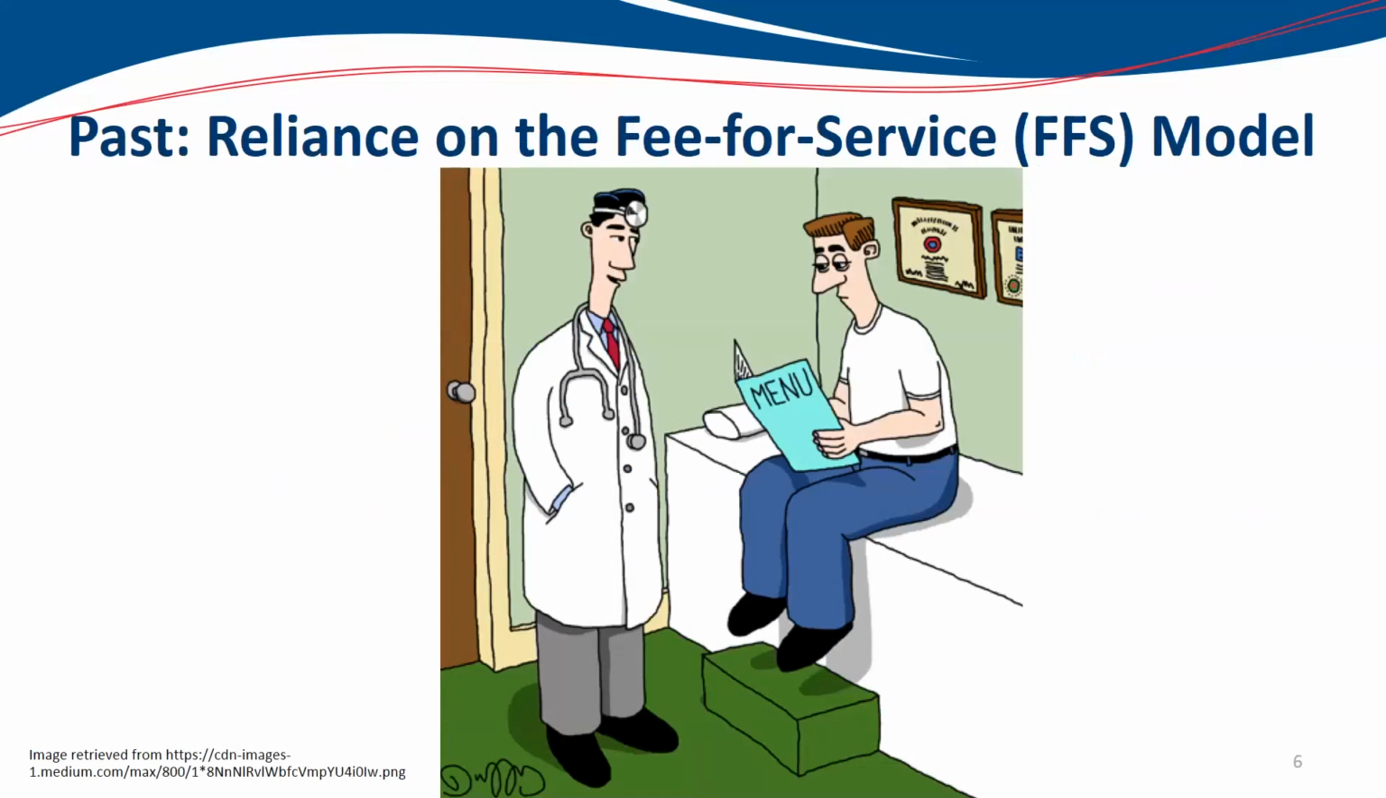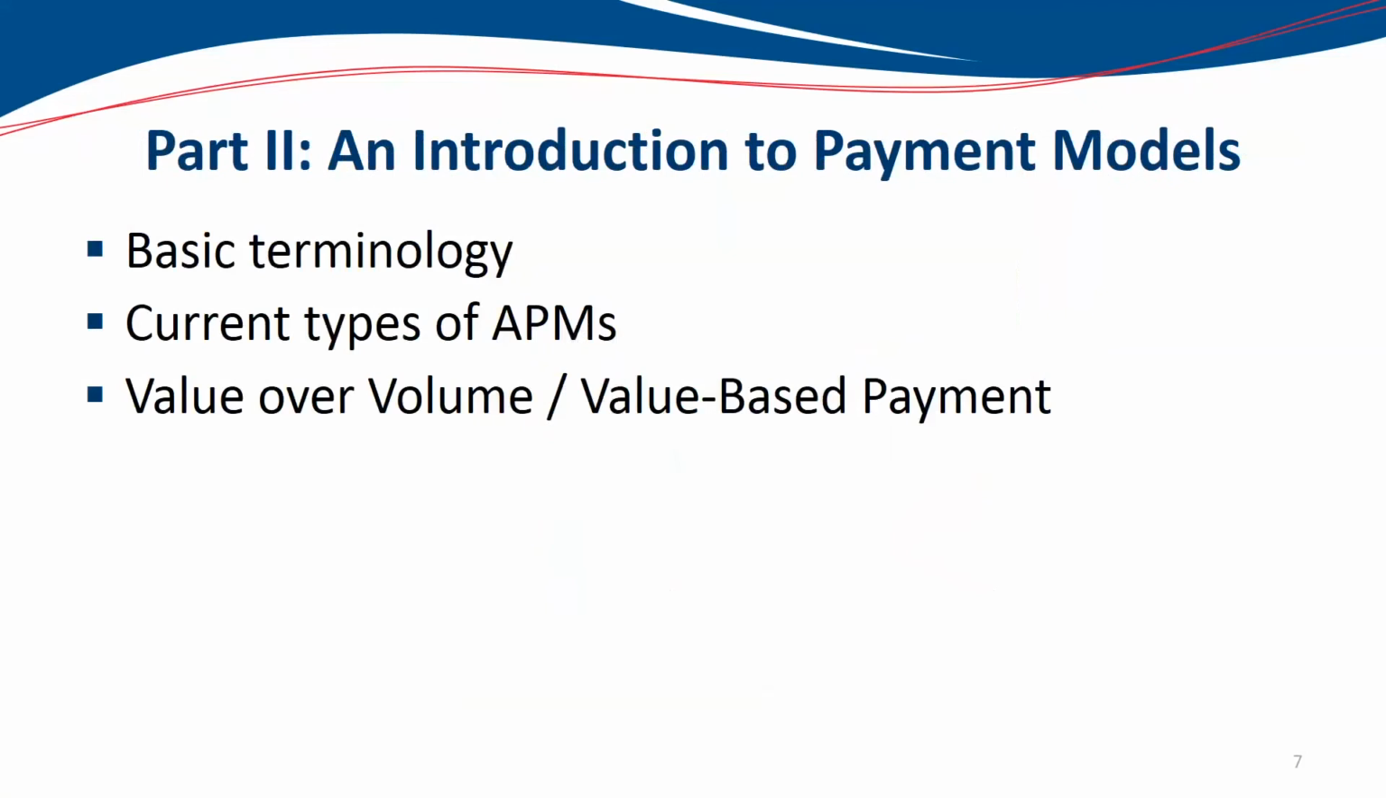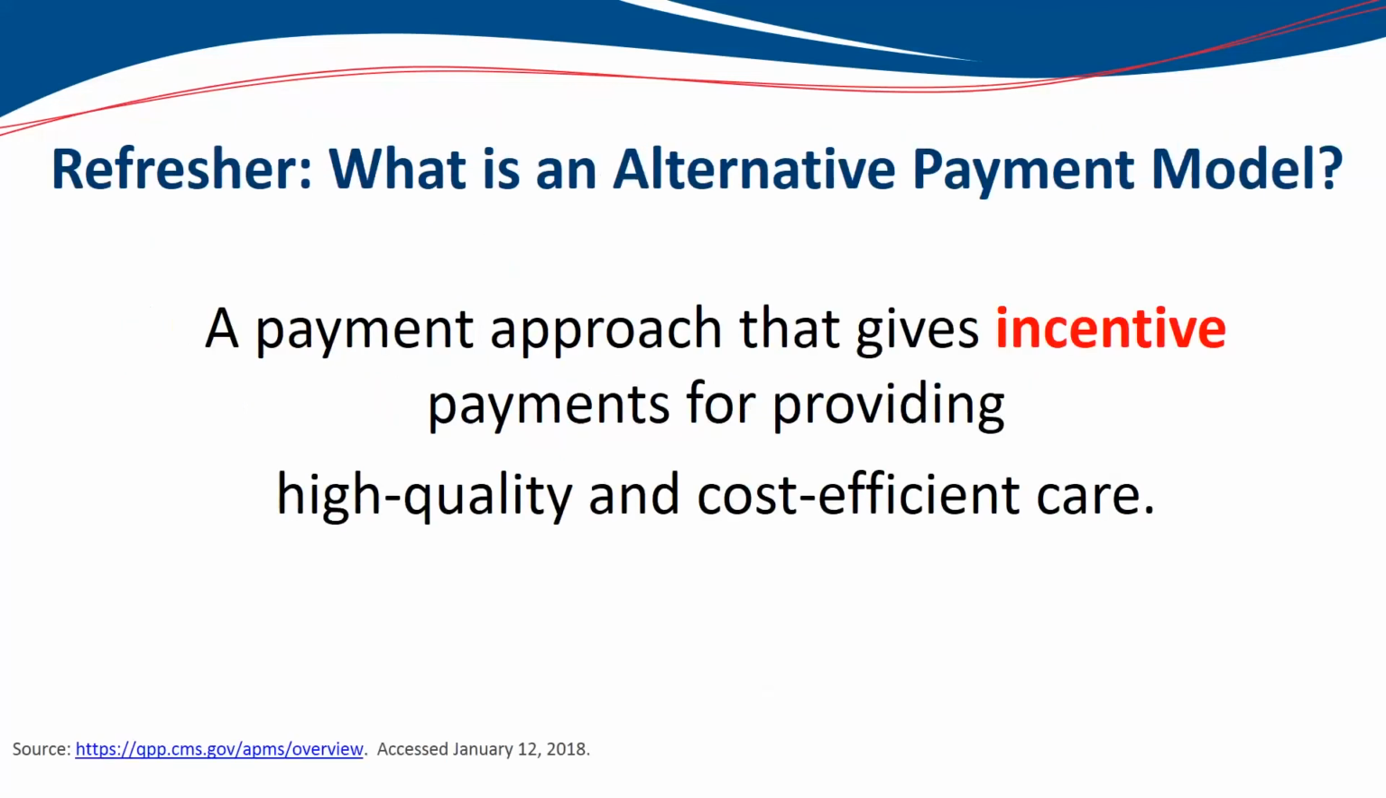Again, just a joke on how we had a reliance on the fee-for-service model, paying for all of those things that got picked off of a menu rather than making sure that they were the right things to be providing to that individual patient. In Part 2, we talked about an introduction to payment models. We introduced some basic terminology. We talked about the types of alternative payment models, and we discussed in more depth value-based payment, or incentivizing value.